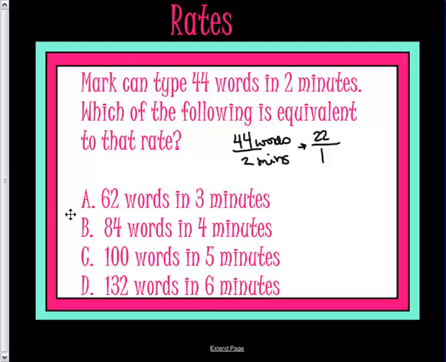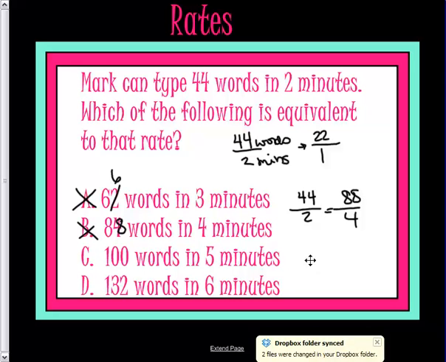Okay, so let's look at our options. 62 words in 3 minutes. Well, if I add 22 words to 44, that's 66. 66 would be in 3 minutes, so that's not an option. 84 words in 4 minutes. If I double 44 in 2 minutes, that would be 88 in 4 minutes. So it would have to be 88, and that's not going to work.